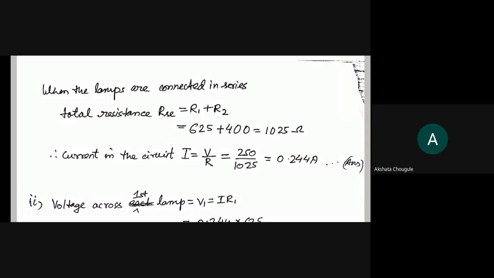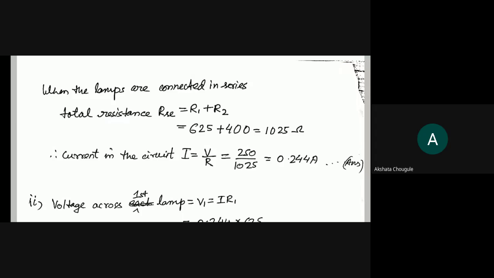Next is the voltage across each of the lamps they have asked. So voltage across the first lamp is again V equals IR, Ohm's law. You just have to calculate the respective values, as you have R1, R2 both, and you also have the current I. So you have the voltage drop across the two lamps. So can you do it? V equals IR, 150.